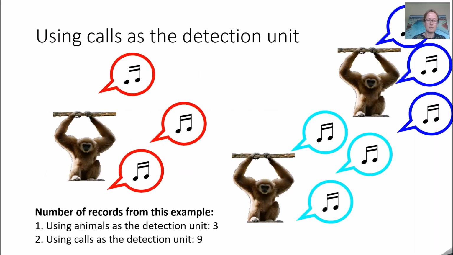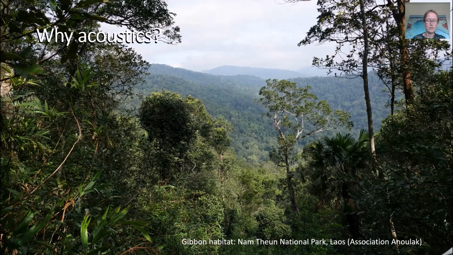We're going to start by using an example where animals make a bunch of distinct calls throughout the day or throughout the sampling occasion. Rather than detecting the individual animals visually or acoustically and creating records of the animals, we're going to detect the individual calls and record each call that we heard. So in the example shown here, instead of recording 3 animals, we record 9 calls. Why do we want to do this?